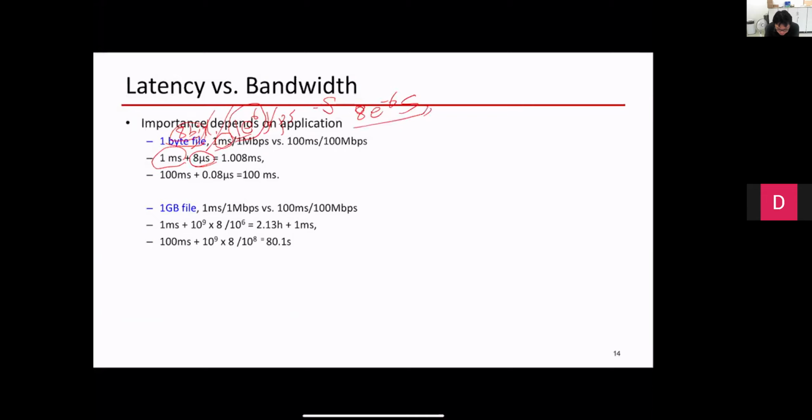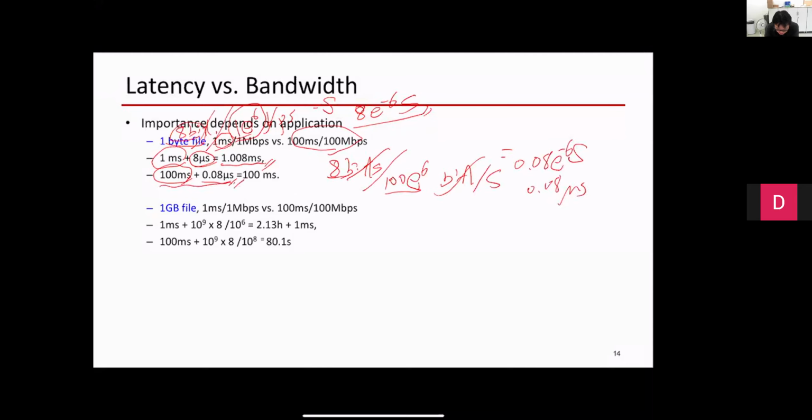Okay, then in the end, the time adds up to 1.008 millisecond. If I'm using network 2, I have to count latency, and I have 8 bits divided by 100e6 bits per second. Therefore, bits and bits, it will be seconds. Then 0.08e-6, therefore 0.08 microsecond. Then it ends up with 100 millisecond plus 0.00008 millisecond. Okay, so roughly 100 milliseconds.